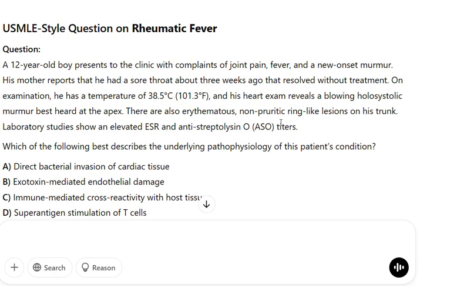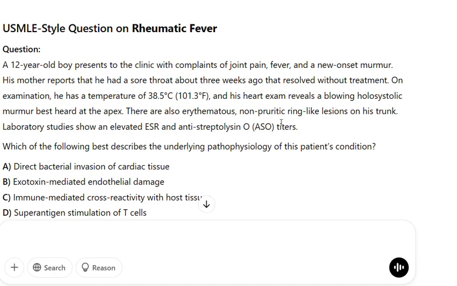Which of the following best describes the underlying pathophysiology of this patient's condition? A. Direct bacterial invasion of cardiac tissue. B. Exotoxin-mediated endothelial damage. C. Immune-mediated cross-reactivity with host tissues. D. Superantigen stimulation of T cells. E. Deposition of circulating immune complexes.